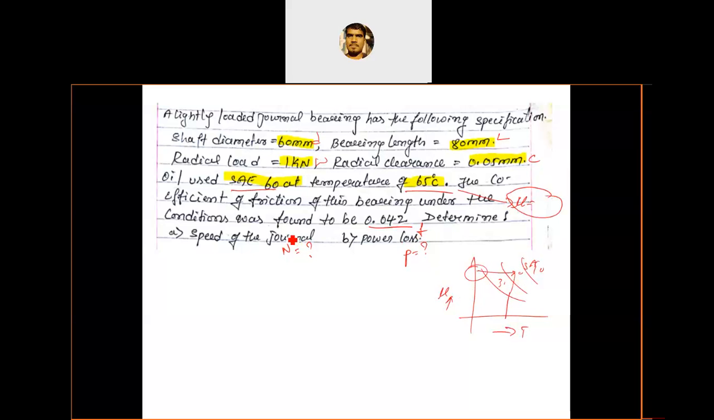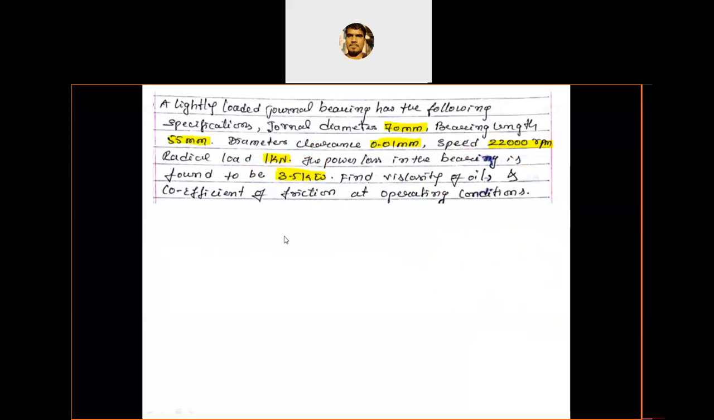This is another easy problem. Next problem, a lightly loaded journal bearing has the following specification: diameter D is given, bearing length L is given, clearance C is given, speed is given, and load is given. The power loss of the bearing, P, is also given. Find the viscosity of the oil, that is mu, and the coefficient of friction at the operating temperature. So these are the data and these are the unknowns you have to find. Again use the same equations and solve the problem.